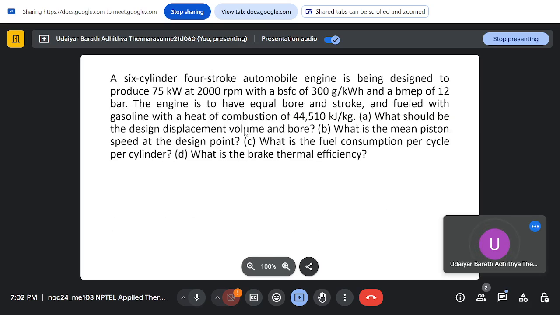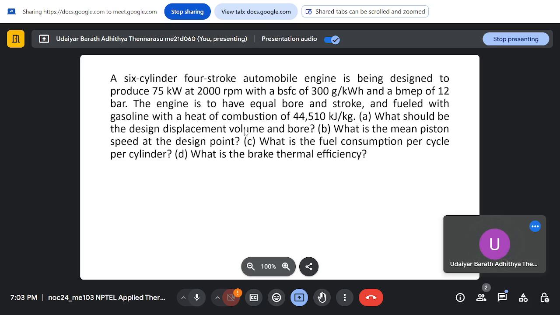So the next question is, a 6-cylinder 4-stroke automobile engine is being designed to produce 75 kilowatt at 2000 rpm with a brake specific fuel consumption. Previously it was specific fuel consumption, but this is specifically brake specific fuel consumption. So use brake power of 300 grams per kilowatt hour and brake mean effective pressure of 12 bar. If it is given as IFC, you have to use indicated power. If it was BSFC, you use brake power.